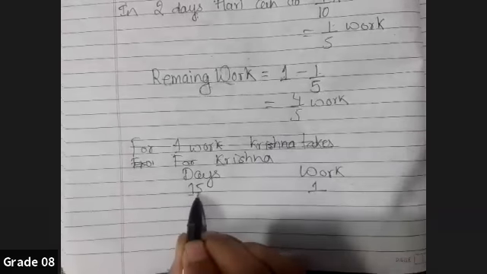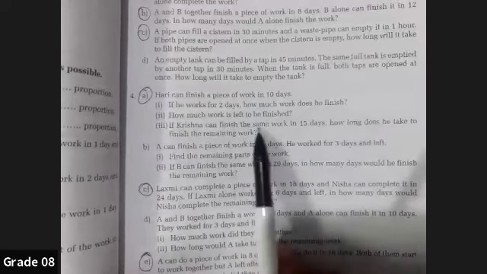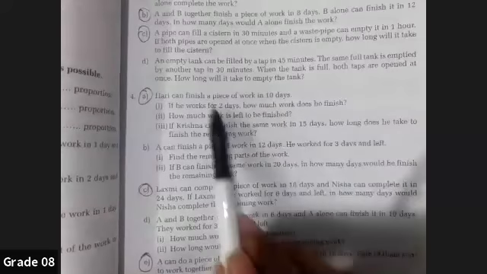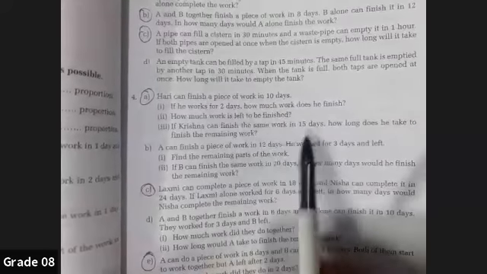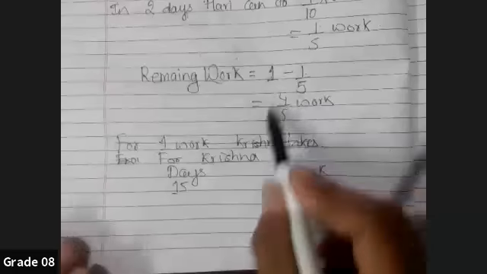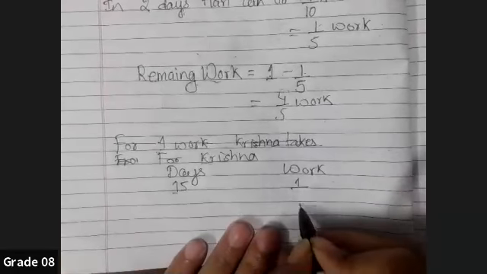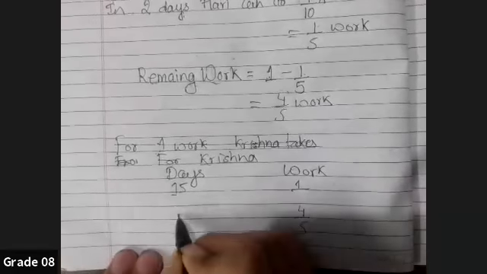You can see where I got this. It is written in the question only: if Krishna can finish the same work in 15 days. Same work means a piece of work, one work, 15 days. And next is 4 by 5 work. So this time I'm keeping here 4 by 5 work, and this is x.